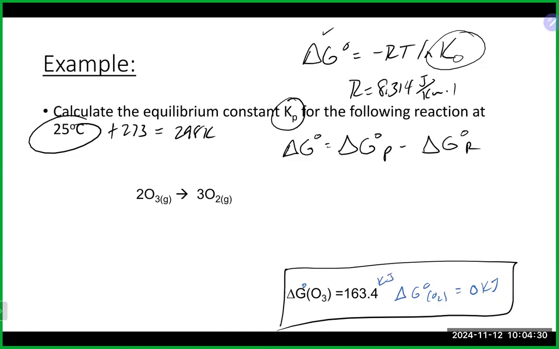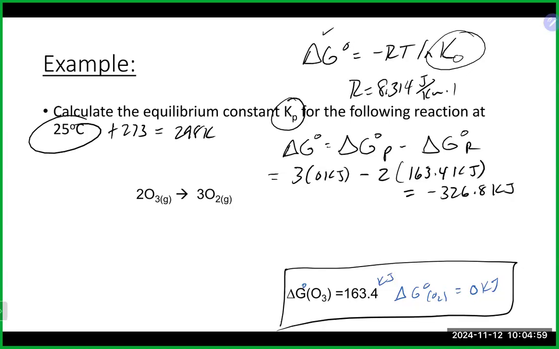In this case, we would do our delta G of our products minus the delta G of our reactants. So our products in this case is 3 times 0 kilojoules minus 2 times 163.4 kilojoules. And that's going to give us something like negative 326.8 kilojoules in this case.